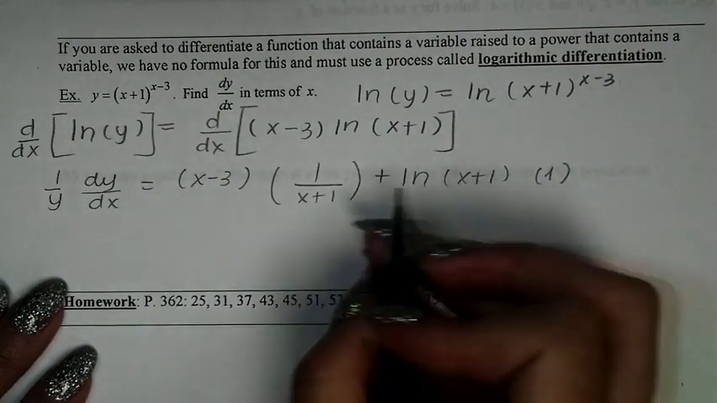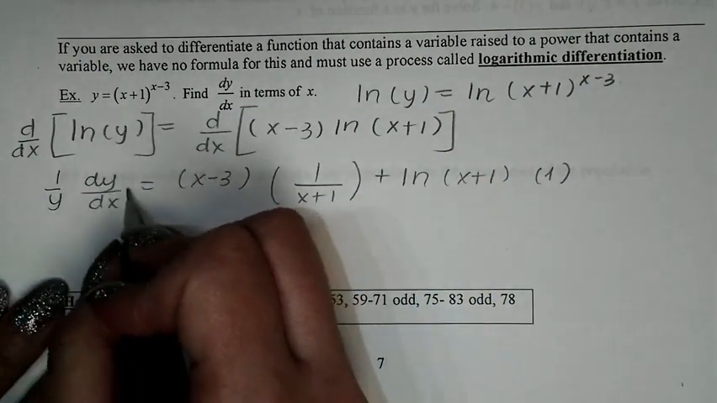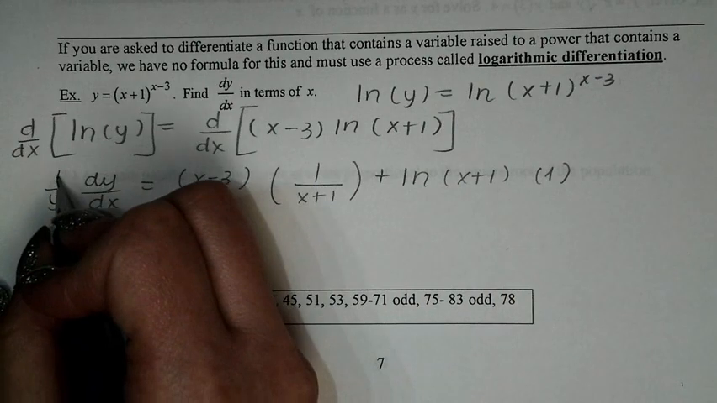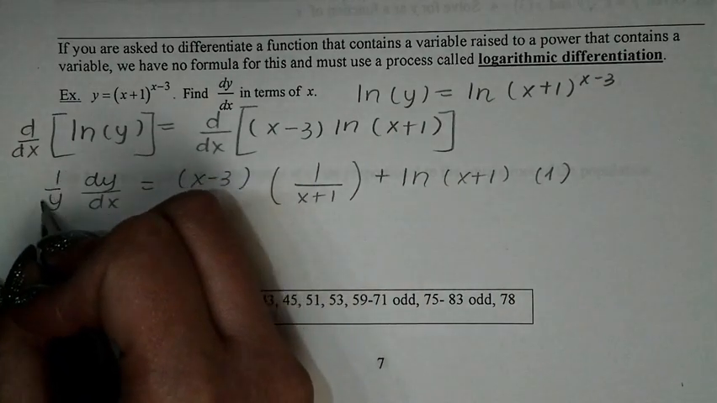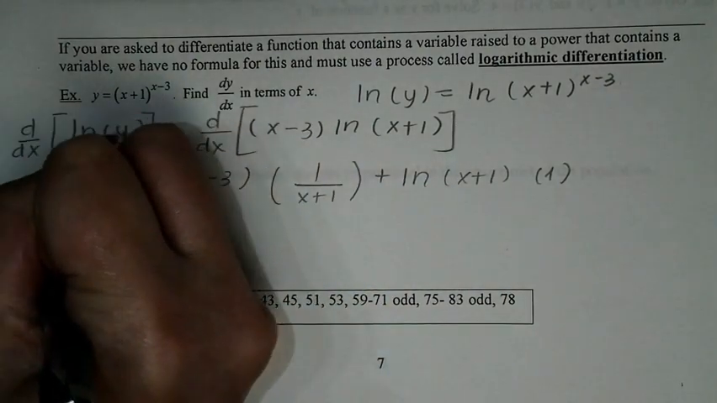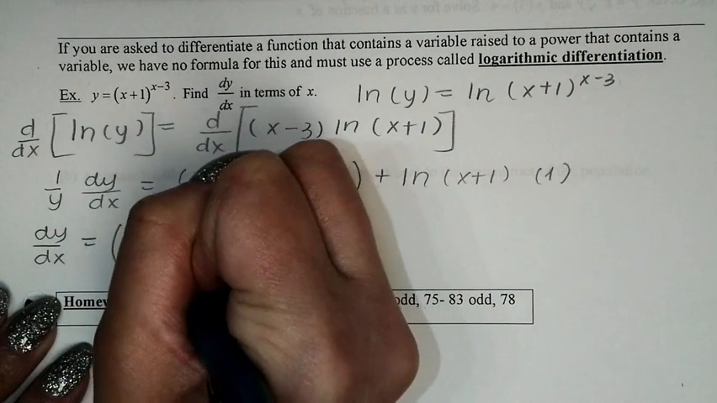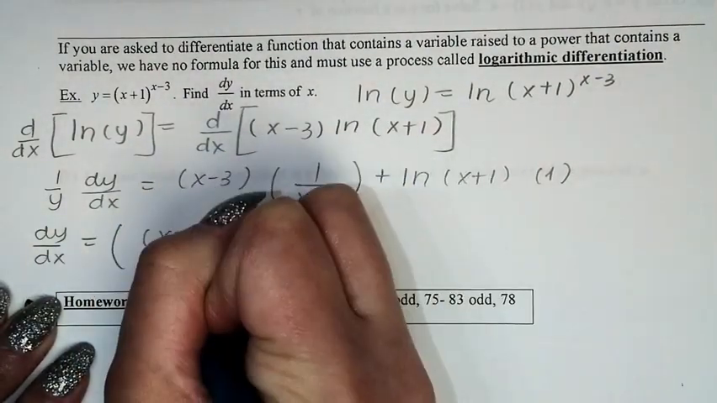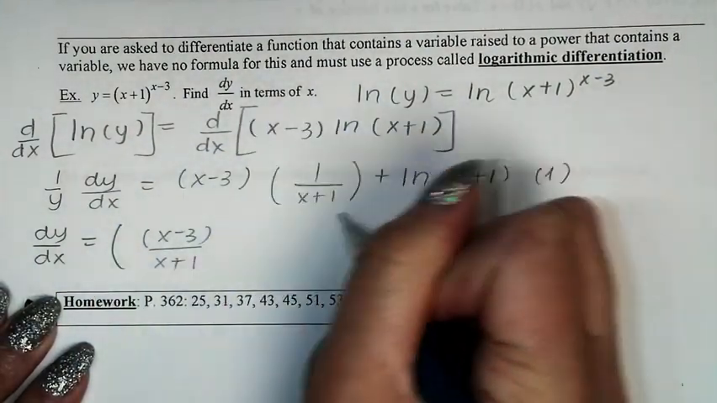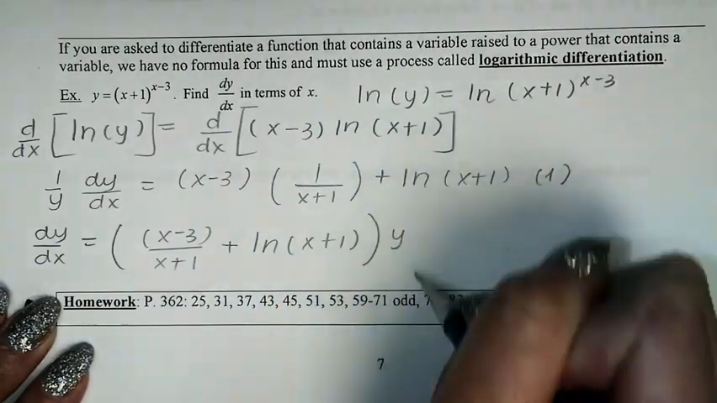So ask yourself, do you see dy dx? And the answer is yes, it's over here. The only thing is it's not alone. So what are you going to do with the 1 over y? You are going to multiply both sides times y, so you can cancel out this one. Having dy dx is going to be equal to what? Put a big parenthesis, (x minus 3) divided by (x plus 1), okay, because I just stacked this 2, plus natural log of x plus 1, times y, okay?